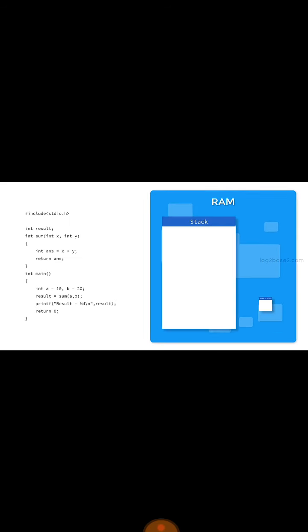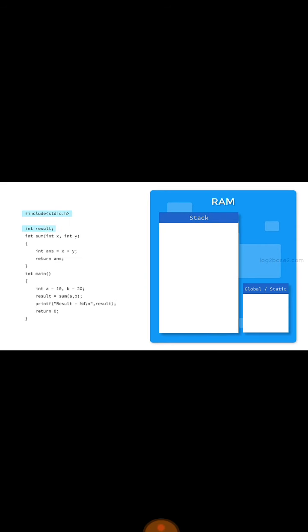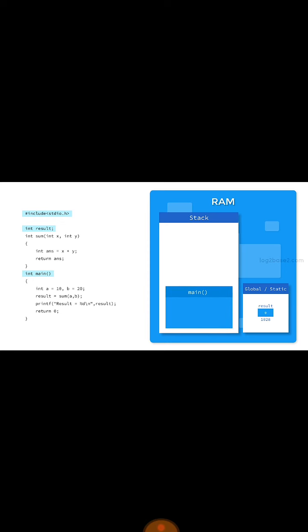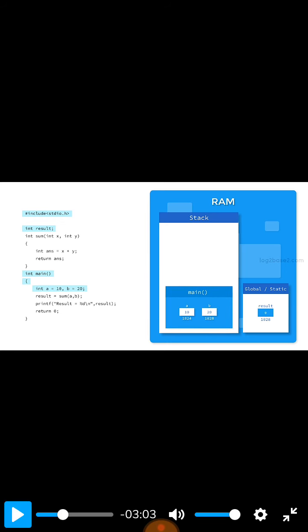Now consider this C code. First we have an integer variable declared globally. So it is placed in the global section, and we have studied that global variables are initialized with 0 by default. So the variable result will have the value 0. Next, main function will be executed first, and as we discussed, all the function calls will be placed in the stack section. So the main function will be pushed into the stack, and the local variables a equal to 10 and b equal to 20 will be created there.